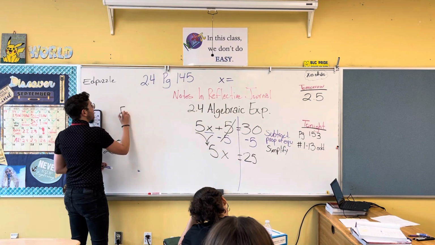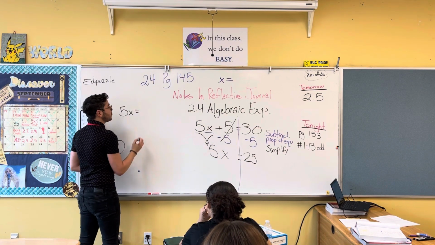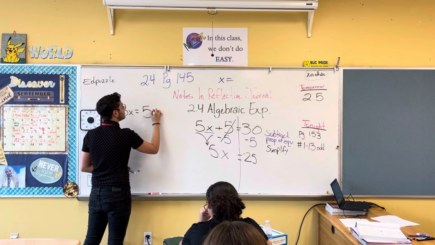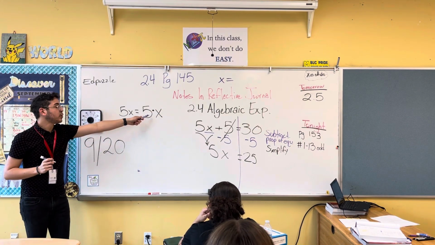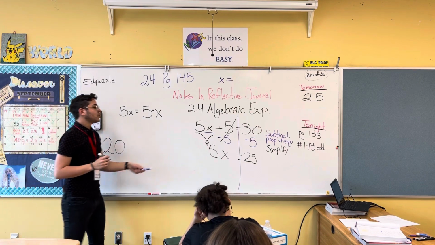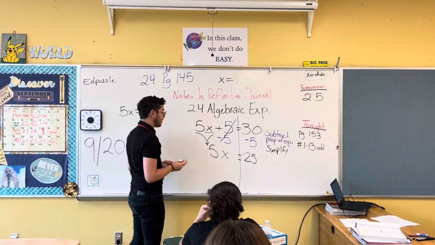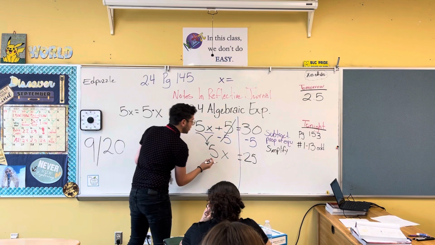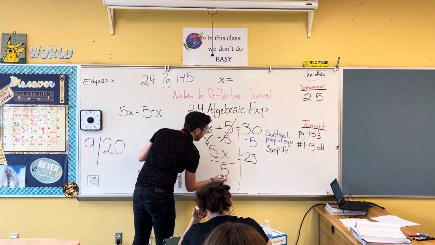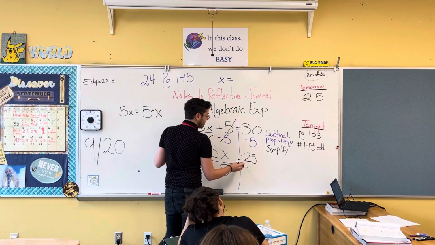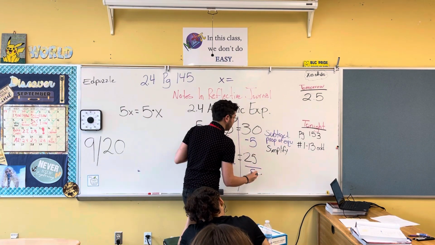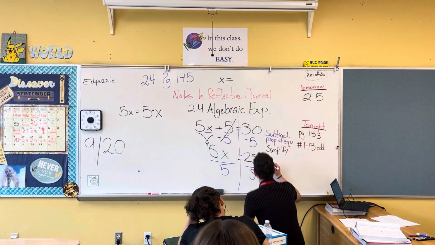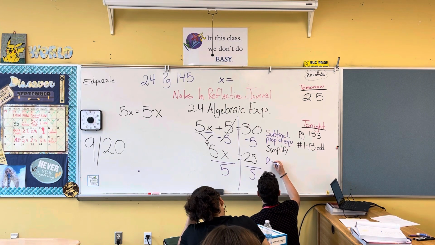Now, 5x is a fancy way of saying 5 times x, isn't it? 5x is a fancy way of saying 5 multiplied by x. So what's the opposite of multiplying x by 5? Division by 5. So we can divide by 5. Are we going to do that to one side or both? Both. So we have 25 divided by 5. That is the division property of equality.